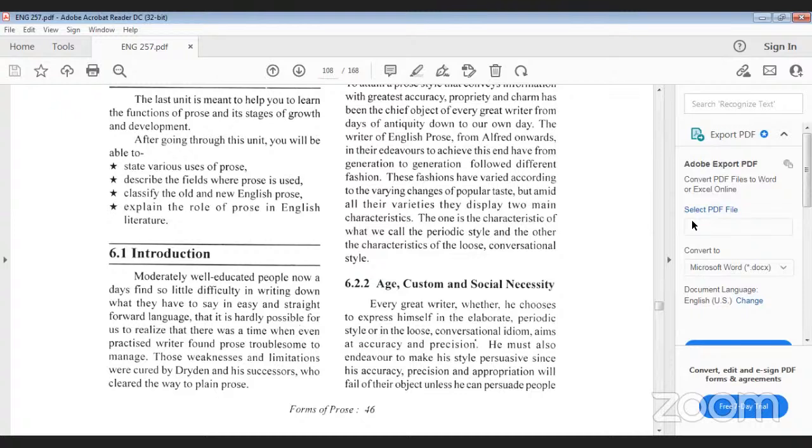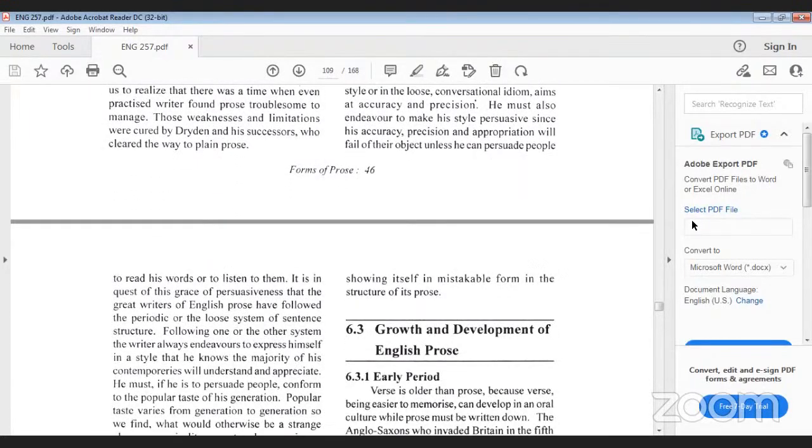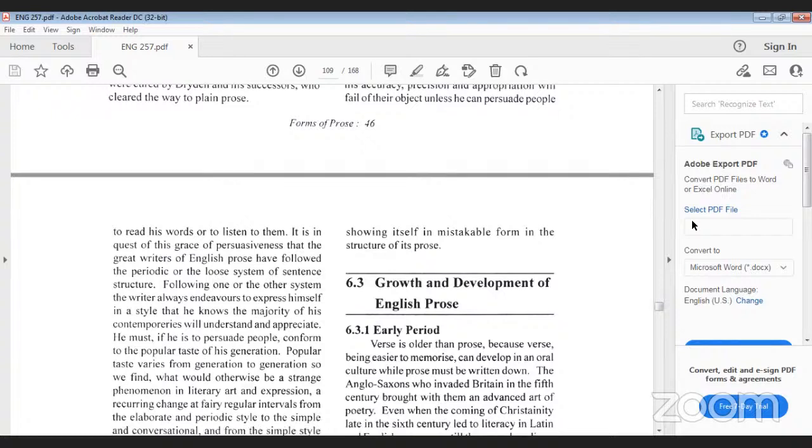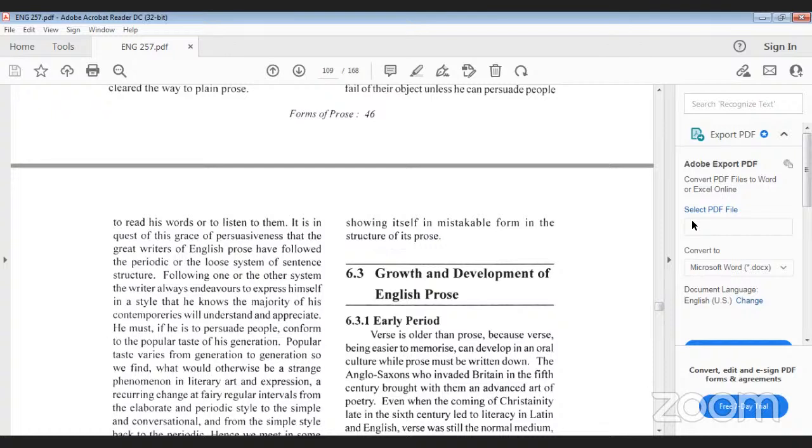He must also endeavor to make his style persuasive, since his accuracy, precision, and appropriateness will fail of their object unless he can persuade people to read his words or to listen to them. It is in the quest of grace and persuasiveness that the great writers of English prose have followed the periodic or the loose system of sentence structure.